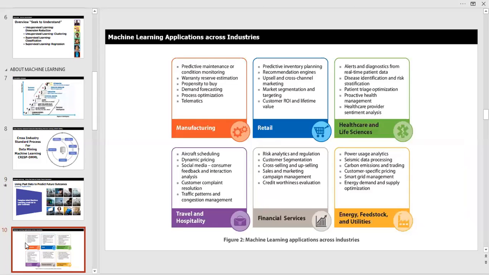Also within the industry, more specifically, things that are happening, for example, in manufacturing: predictive maintenance, warranty reserve estimation, propensity to buy, demand forecasting, process optimization, telematics. I won't read them all, but you can look at this slide and get a sense that there's a lot of work that's actually occurring right now as we speak. And these are things that are being done within these industries: manufacturing, retail, healthcare and life sciences, travel and hospitality, financial services, energy, feedstock, and utilities are all leveraging machine learning as we speak.